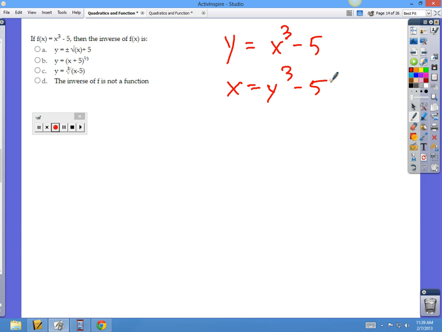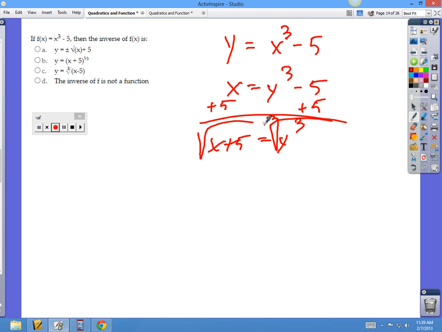And then undo the subtraction, solve for y. So I'm going to add 5 to this side, add 5 to this side. You got x plus 5 equals y cubed. How do you undo a cube? You do cube root. The opposite of a square is a square root. The opposite of a cube is a cube root. So you have to cube root this whole side. So you have y equals the cube root of x plus 5.